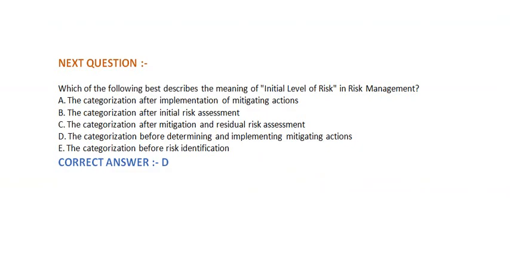Next question is, which of the following best describes the meaning of initial level of risk in risk management? Option A, the categorization after implementation of mitigating actions. Option B, the categorization after initial risk assessment. Option C, the categorization after mitigation and residual risk assessment. Option D, the categorization before determining and implementing mitigating actions. And option E, the categorization before risk identification. And the correct answer is option D.